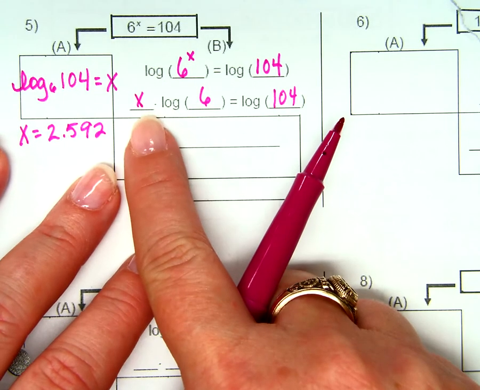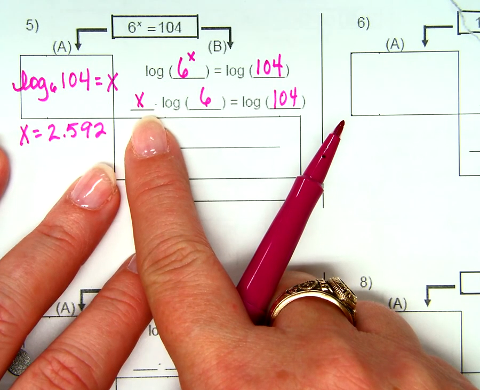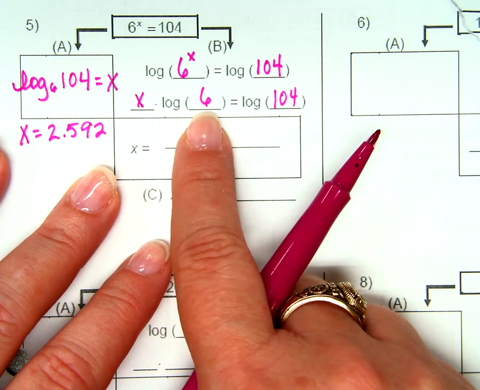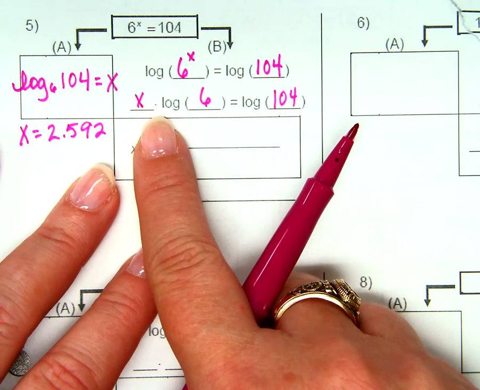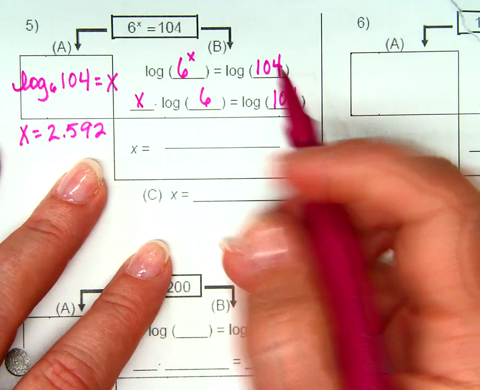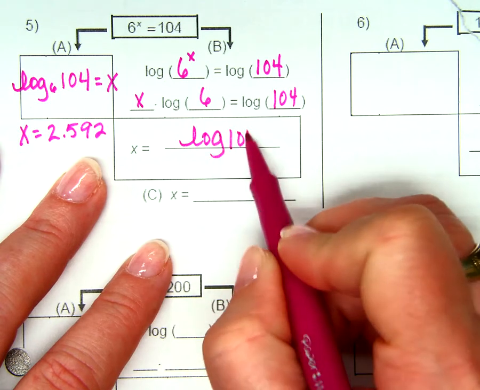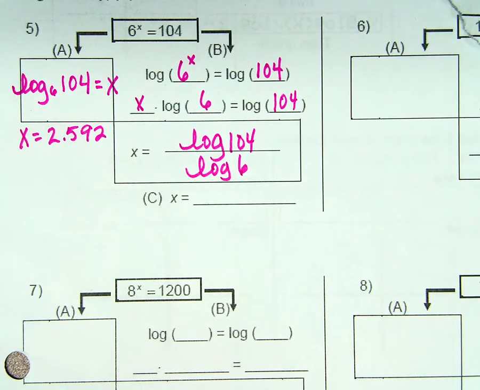So if I'm trying to solve for x, how do I go about it? Well, what's log of 6 doing to the x? Multiplying, so how do I get rid of it? If I divide both sides by log of 6, I end up with x equals log of 104 divided by log of 6, correct? Since you all have your calculators on already, would you go ahead and enter log of 104 divided by log of 6? Wait 5 seconds, and then tell me the answer.